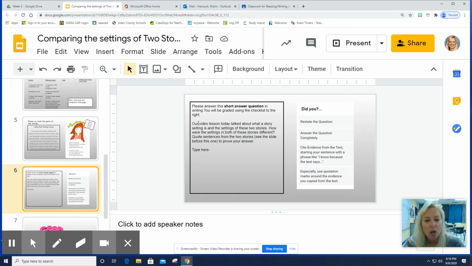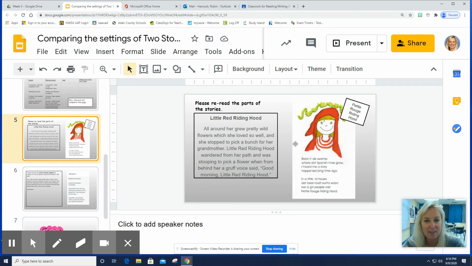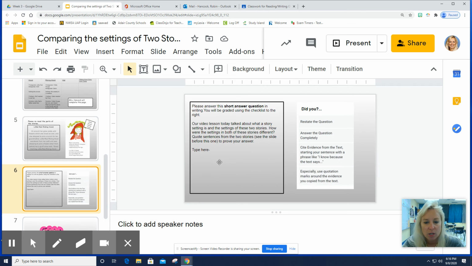Here's the question. Our video lesson today talked about what a story setting is and the settings of these 2 stories. How are the settings in both of these stories different? Quote sentences from the 2 stories. See the slide before this one. So basically, I want you to take your text evidence from this slide right here, to prove your answer. So you're going to start out your answers by restating the question. The question is, how were the settings in both of these stories different?